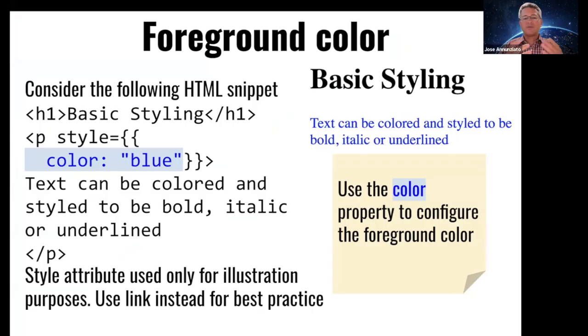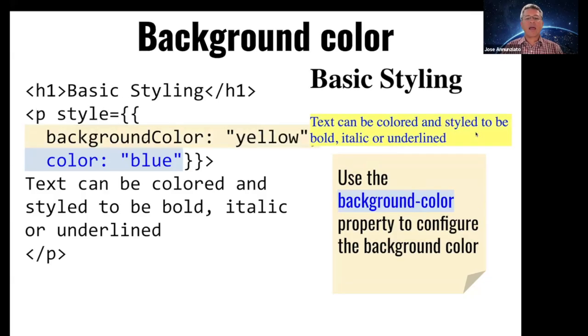Okay, so here it is. Here's a code snippet in a TypeScript file where we have just a simple paragraph, and we want to control the foreground color of the paragraph. So here's a paragraph. Text can be colored and styled to be bold, blah blah blah. We are applying to the whole paragraph the color blue. So there it is. Here's our paragraph, and now the foreground color is blue. Very simple. And we can combine it with other properties.